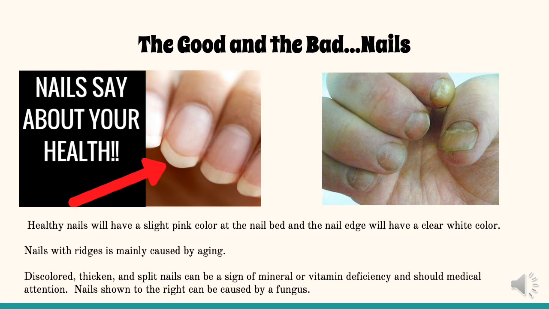So the good and the bad of nails. Nails that have ridges, most of the time it's caused by aging. As we get older, we lose that nice, smooth texture on our nail bed and start getting these ridges. But discolored, thickened, and split nails can be a sign of mineral or vitamin deficiency, and a person should seek medical attention. The nails shown on the right of the pictures are caused by fungus. You should also get some medical attention for that as well. The nails on the left-hand side of the slide are what a healthy nail should look like.